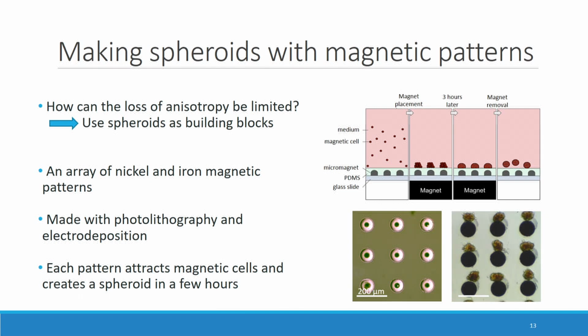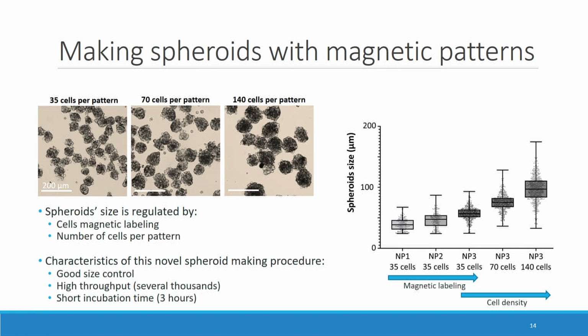And not only that, but we can even control the size of the spheroids we create. First of all, the more magnetic the cells, the bigger the spheroids. Well, more precisely, if the cells are not magnetic enough, they will not all get attracted by a pattern. But with our optimal labeling, all of the cells get attracted by a pattern. And if you know that, and you know the total number of patterns, you can easily calculate the average number of cells per pattern. And of course, the more cells you put, the bigger the spheroids will be in the end. For example, with 35 cells per pattern, you get a spheroid that's about 50 micron wide, but with 140 cells per pattern, you get a spheroid that's on average 100 micron wide.